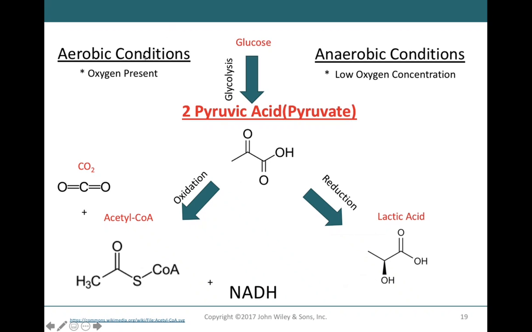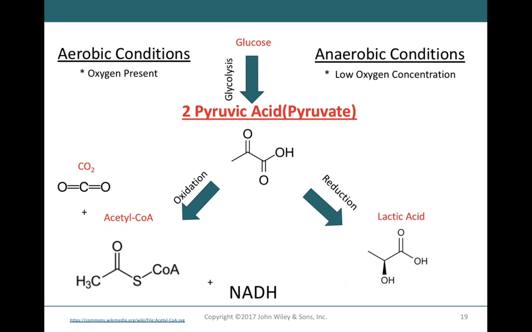So if oxygen is present, which we want so that we can create acetyl-coenzyme A, pyruvic acid is going to undergo an oxidation, and that will produce acetyl-coenzyme A, which is this molecule right here. But if oxygen conditions are low, that's going to cause a reduction and give us lactic acid. Lactic acid is not going to be able to continue through the rest of our chemical reactions. So we want to be able to get acetyl-coenzyme A in order to progress through cellular respiration.